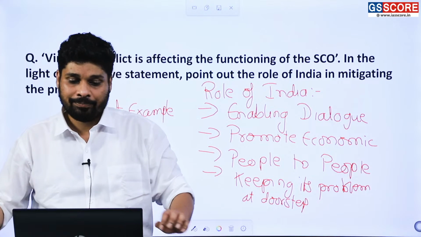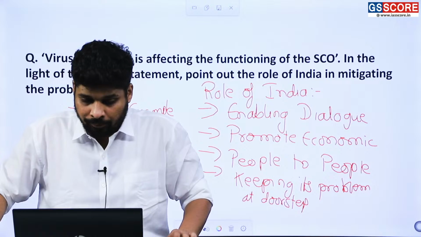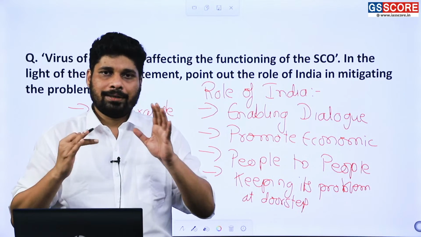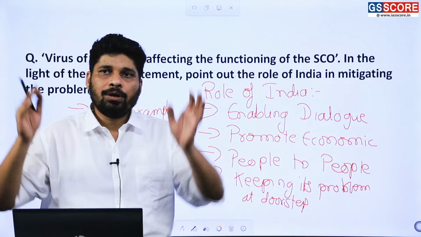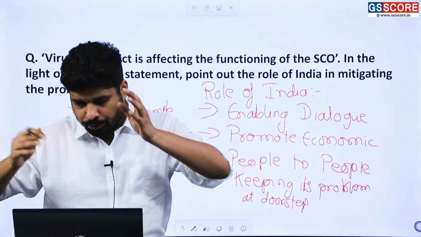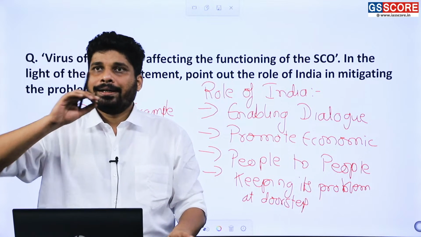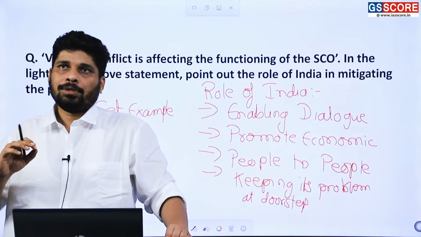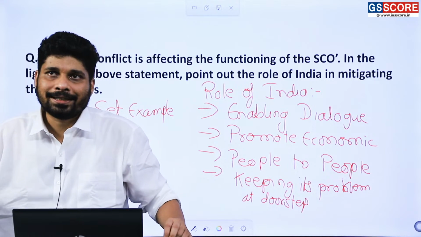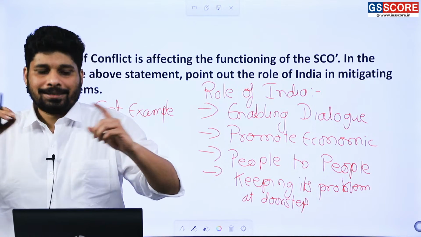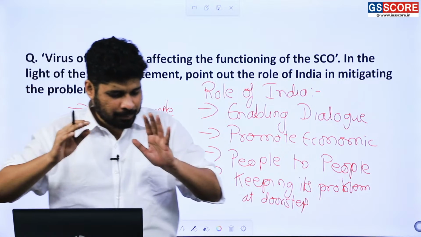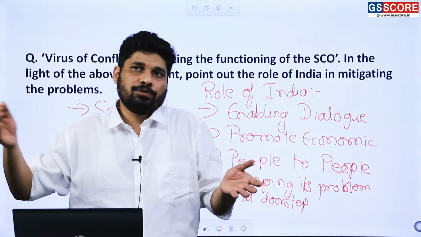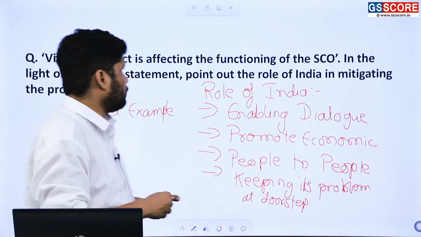What do you write in the conclusion? In the conclusion, you write that through the different methods that we have listed down, do not write all the methods, write one or two, and link it so that through this India can create a suitable solution that will expand and sustain the growth of SCO, and its utility of course will increase through it. So this was our first answer.